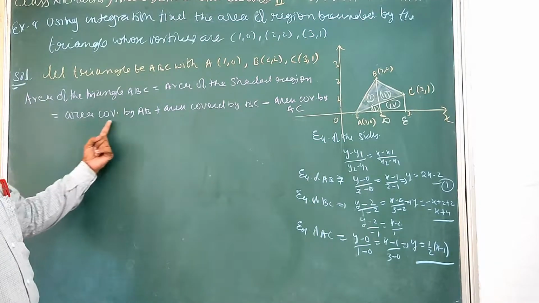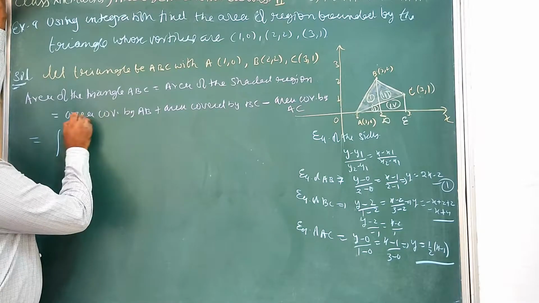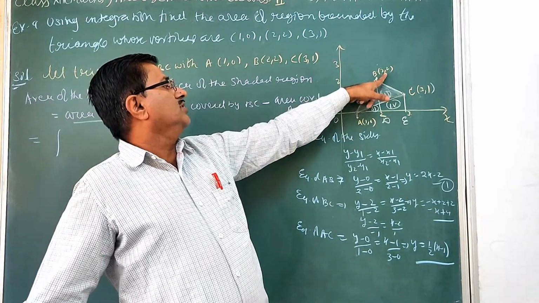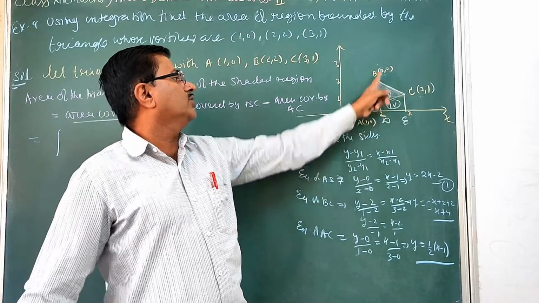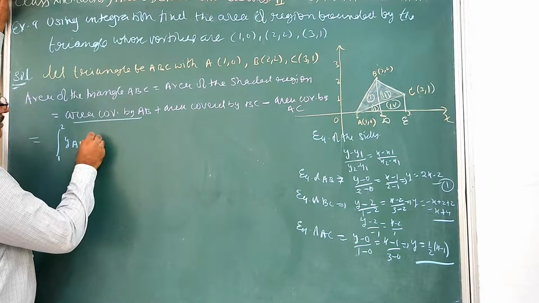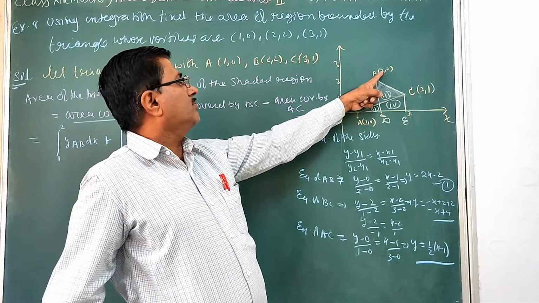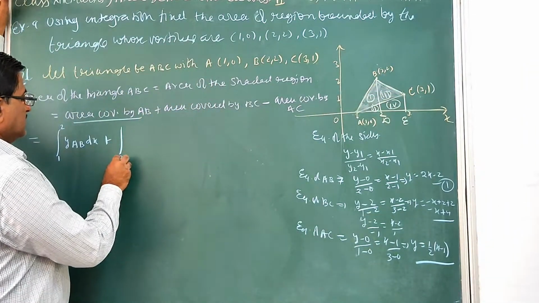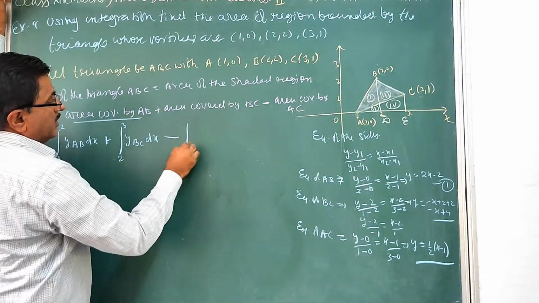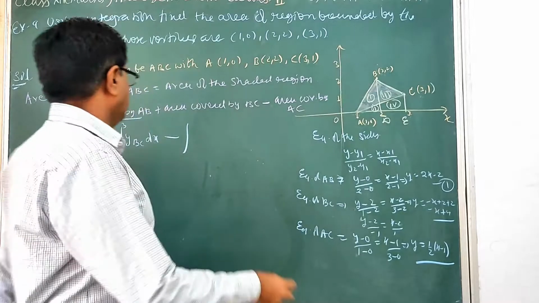Now what we write for area covered by AB in the integral form: for AB, starting point x coordinate of A is 1, B x coordinate is 2. So area from 1 to 2 of y AB dx, plus area covered by BC. Now BC x coordinate is starting from 2 to 3. So we can say 2 to 3 of y BC dx, minus area covered by AC. AC x coordinate is from 1 to 3.